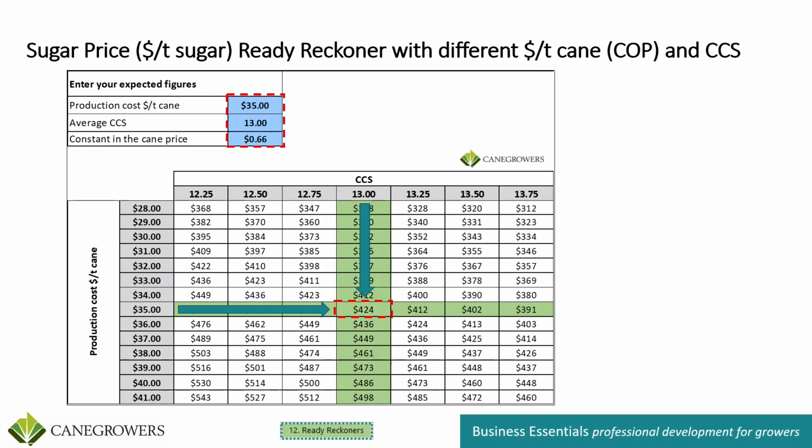For example, if production costs per ton of cane rose from $35 to $37 per ton cane, then the equivalent sugar price rises from $424 to $449 per ton sugar. If at the same time the CCS were to be better than expected, with a move from 13 units to 13.5 units, here we can see the equivalent sugar price decreases from $449 to $425 per ton sugar. This will help get a feel for what sugar price to target to cover a range of risk possibilities.